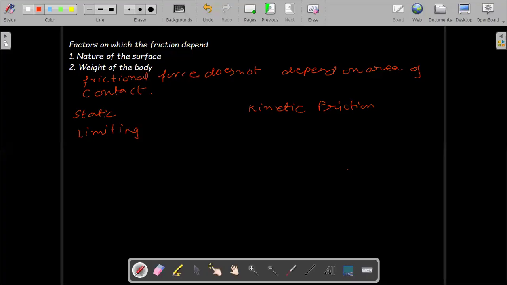Friction between two static surfaces is static friction. The force of friction which acts on a body, or the maximum value of the static friction, we call it the limiting friction. Maximum value of static friction is called limiting friction.